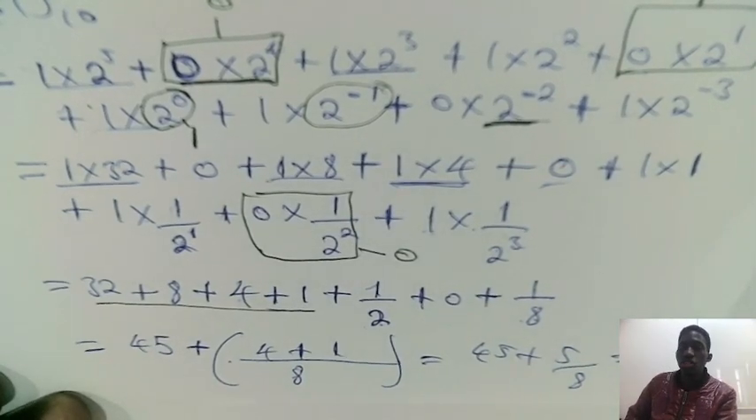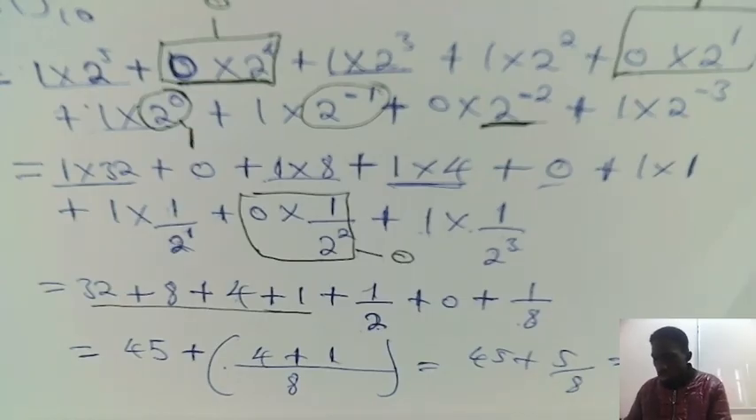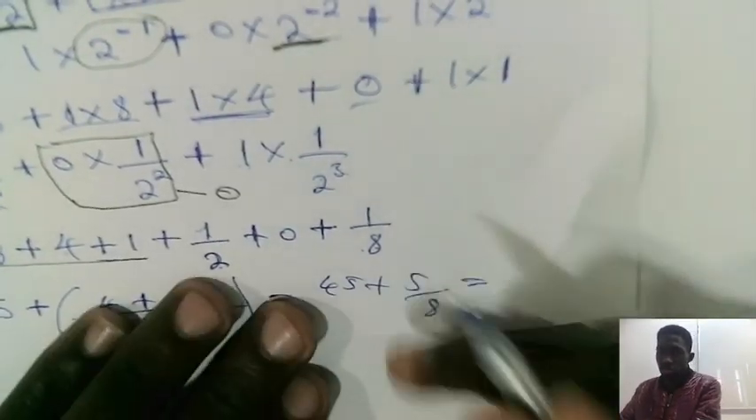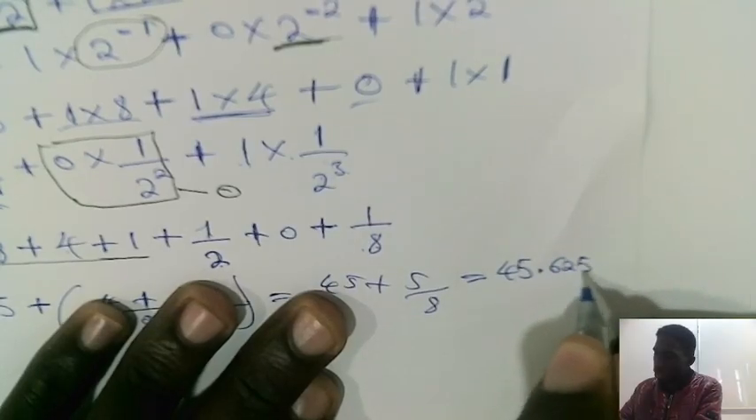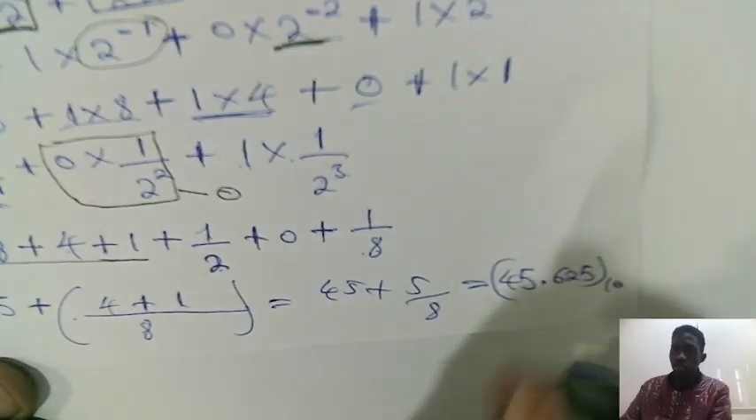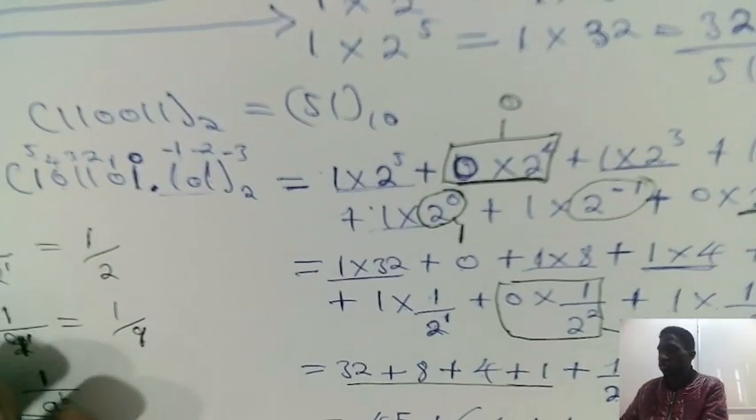And you can use a calculator for this. 45 plus 5 over 8 gives 45.625. So the answer becomes 45.625 in base 10. And yeah, that's essentially it.